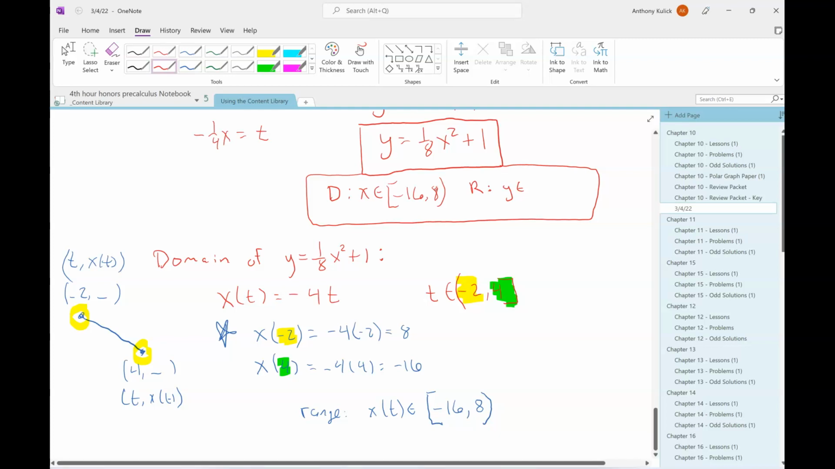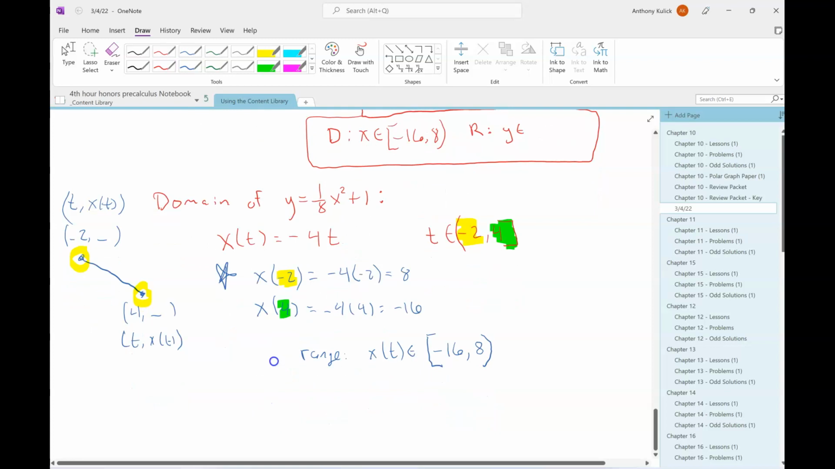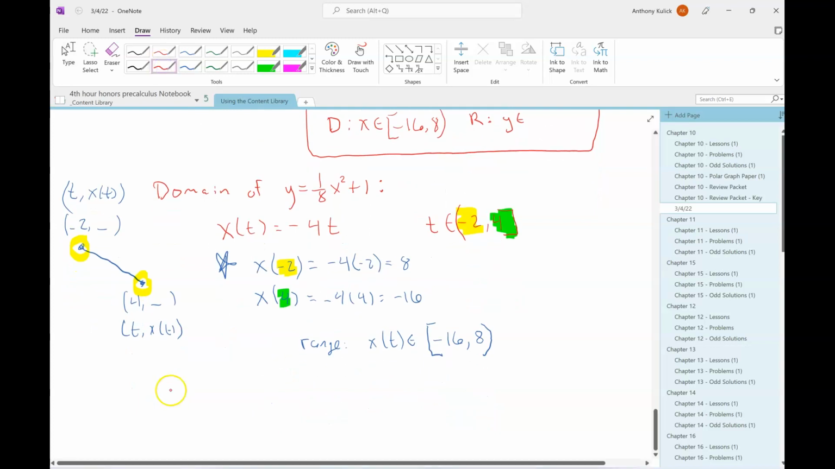Everybody okay so far? Okay. Now let's find the range of this.